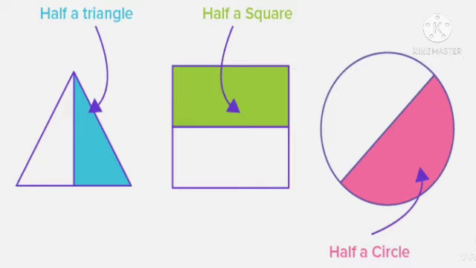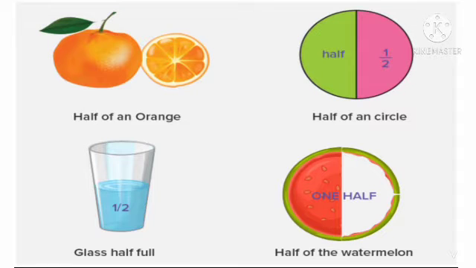Here, half a triangle, half a square, half a circle. See the examples. Half of an orange, half of a circle, a glass half full, half of the watermelon.